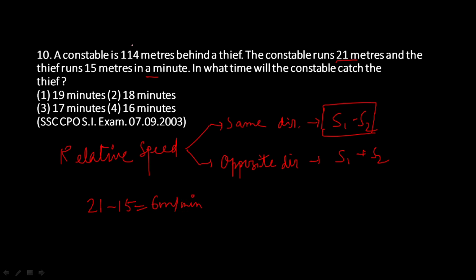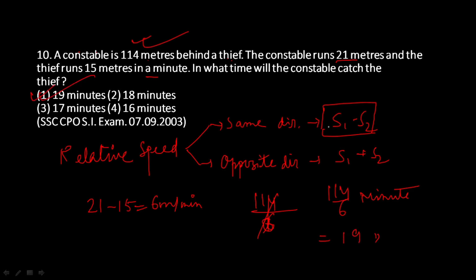So what is the difference between the constable and thief, means the distance between the constable and thief? It's 114 meters. So what time will it take? 114 upon 6 minutes, right? So it is 19 minutes is the answer. Clear? You just need this concept, and this is a simple one. Okay, I hope this is clear to you.